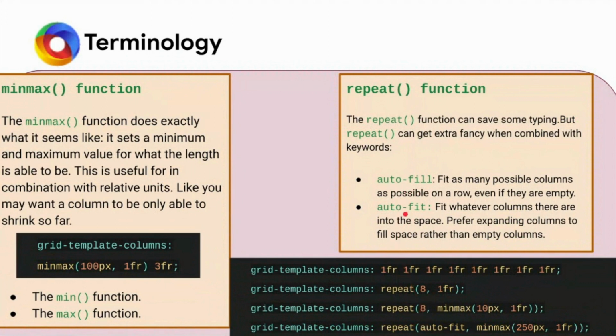What exactly will it do? It will automatically allot the number of columns based on your width size and your min-max function. So based on your fractional unit, like how much space you have on your screen, whether it is a large screen or a small screen, it will automatically give the best number of results. Here we have specifically written 8, but we can write auto-fit, and it will automatically fit in the best possible way.